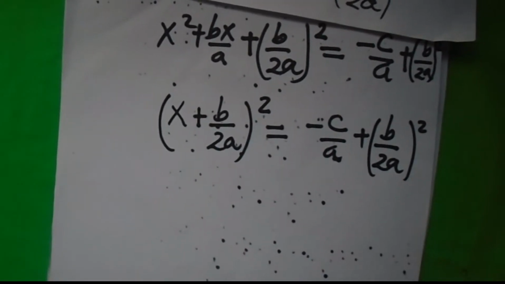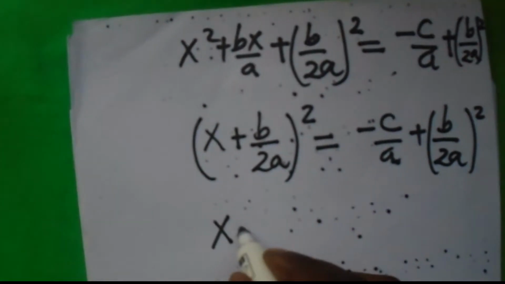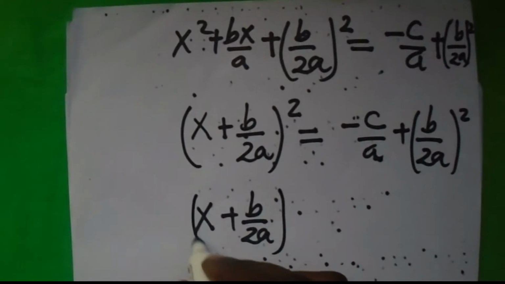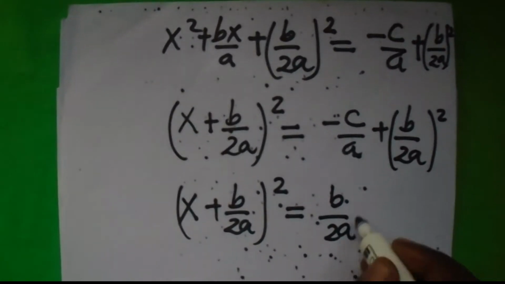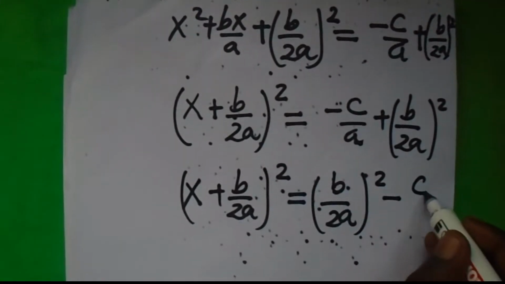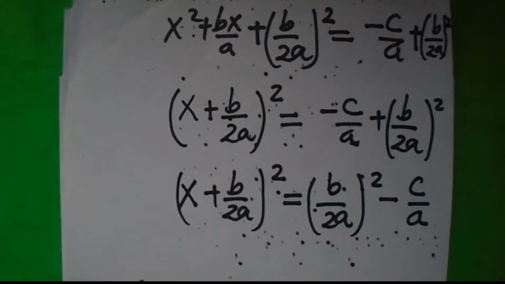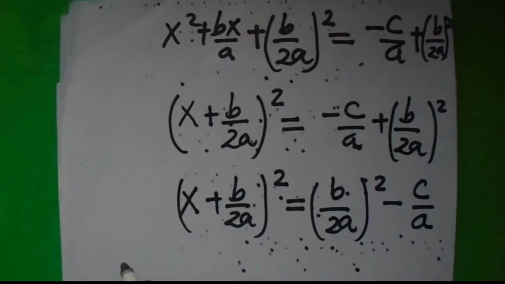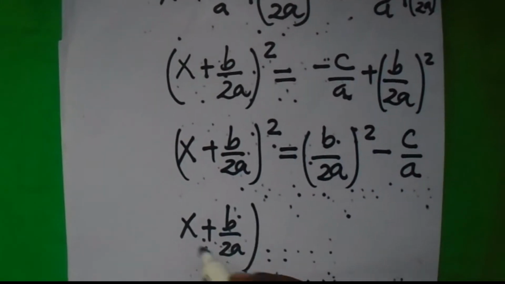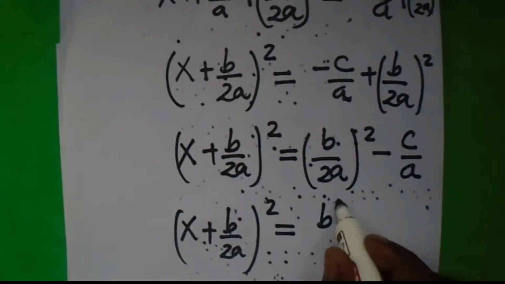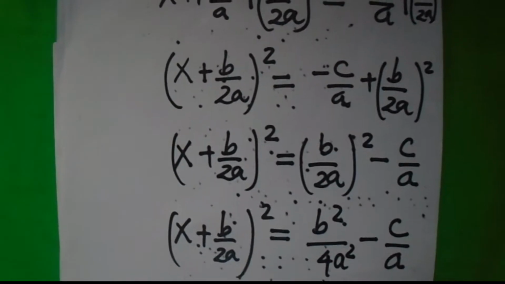Then after that stage, we write x plus b over 2a bracket squared equal to b over 2a bracket squared minus c over a. So you can write in this way. After doing so, you simplify the right hand side. By simplifying, you shall get x plus b over 2a bracket squared equals b squared over 4a squared minus c over a.